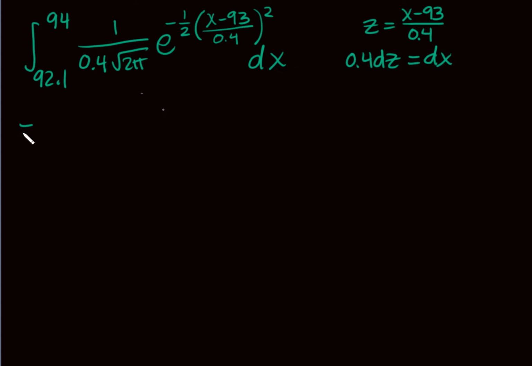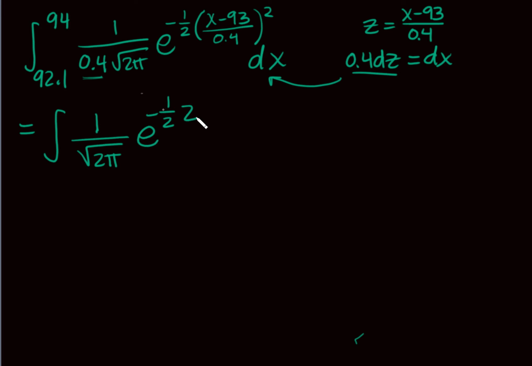So look at what happens here. This is actually pretty awesome. When this goes in for dx, this 0.4 and that 0.4 will cancel. That's lovely. So I get 1 over root 2 pi, which is what I wanted, e to the negative 1/2, and then this whole thing just becomes z. We're doing substitution in a kind of different way, and then I get dz.